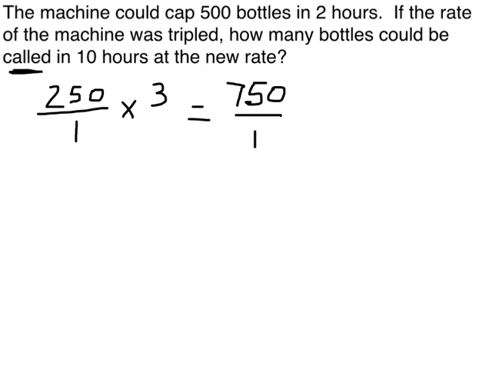Well, here I know the rate is 750 per hour, and I've got 10 hours. So 750 the first hour and 750 the second. You could do that 10 times, or you could say 750 times 10 equals 7,500 bottles.